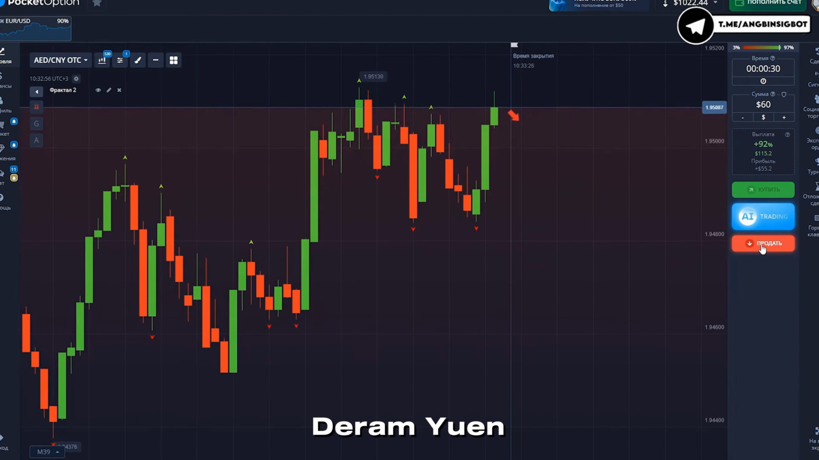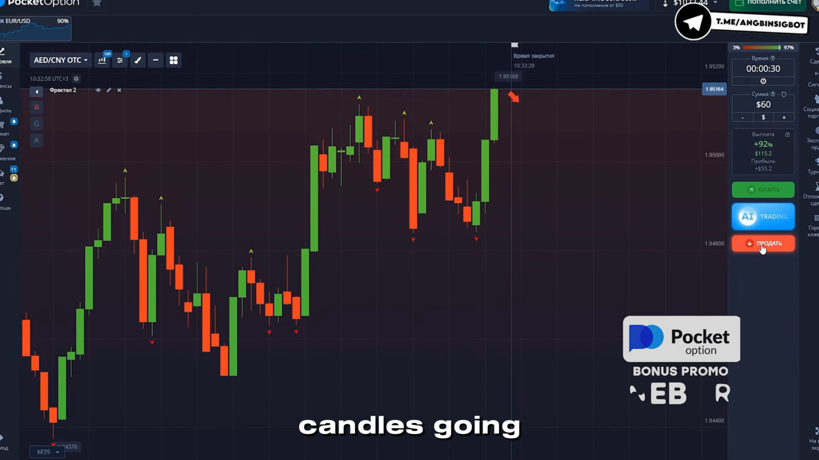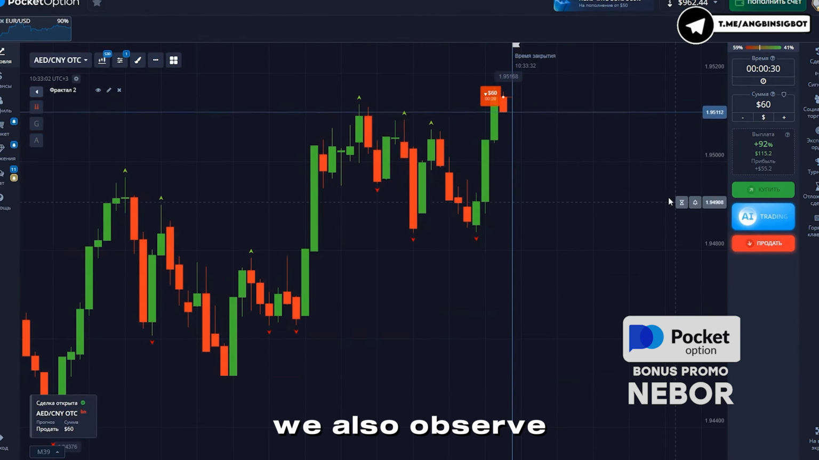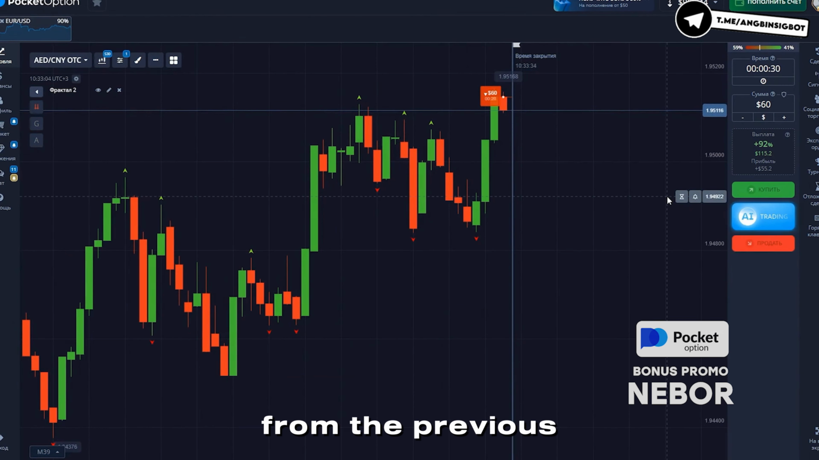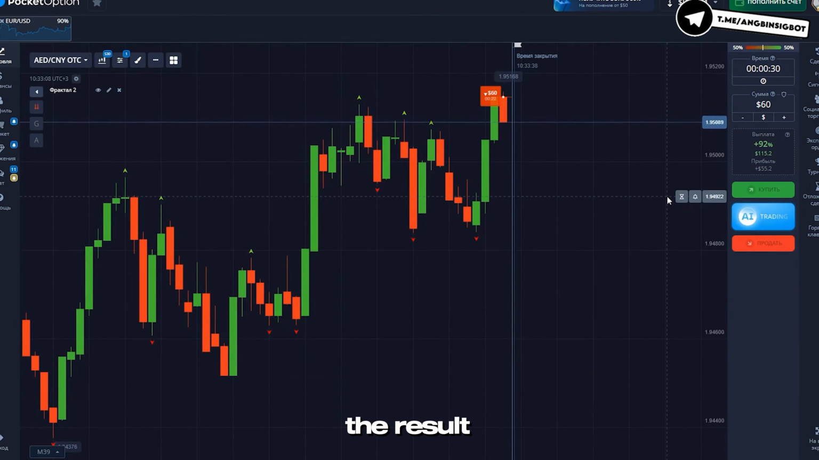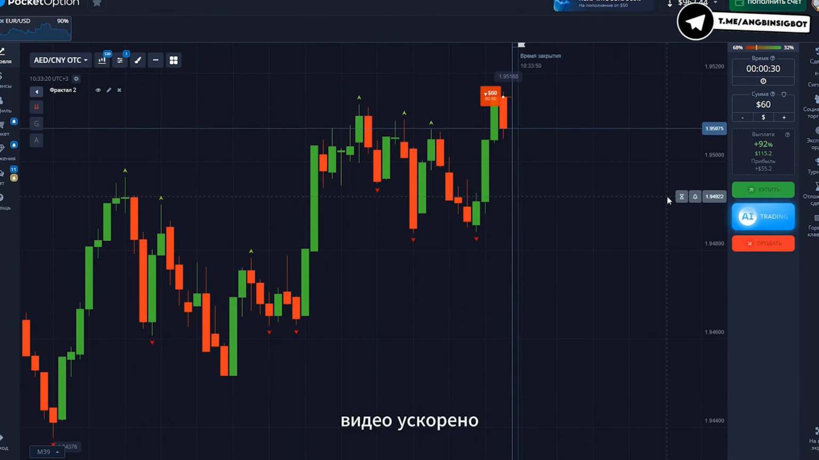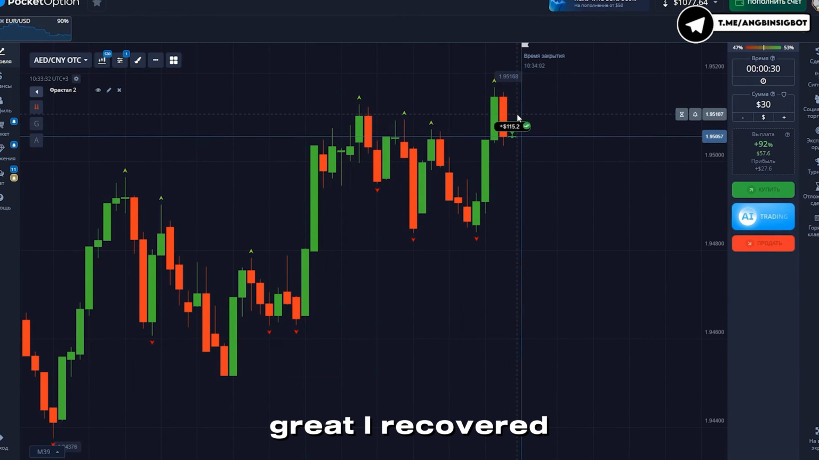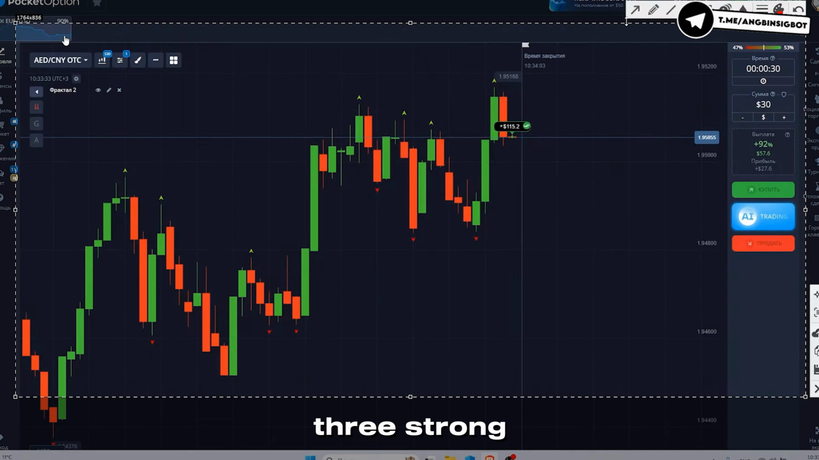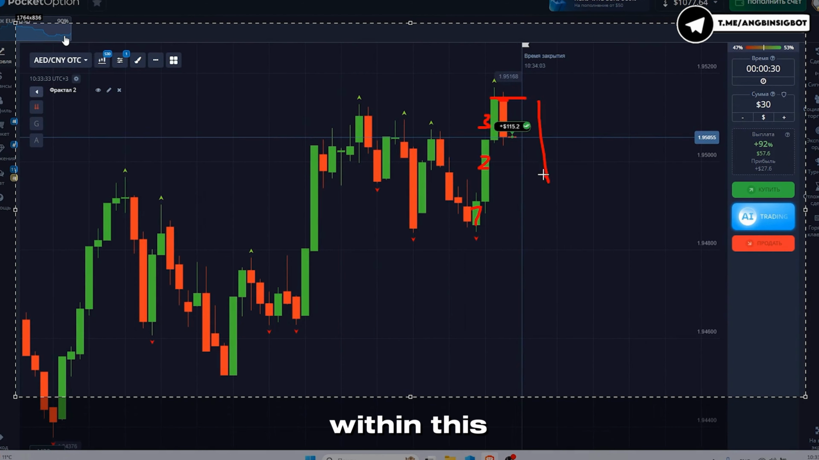Trading pair AED/CNY. We see 3 candles going up. The movement of the candles is quite sharp. We also observe a local level of resistance from the previous maximum. I opened a trade for a decline. Let's see the result. Great, I recovered from the previous loss. As we can see, there were 3 strong candles upward. And when we opened a trade at the beginning of the new candle, a strong downward impulse occurred from the resistance level within this time frame.